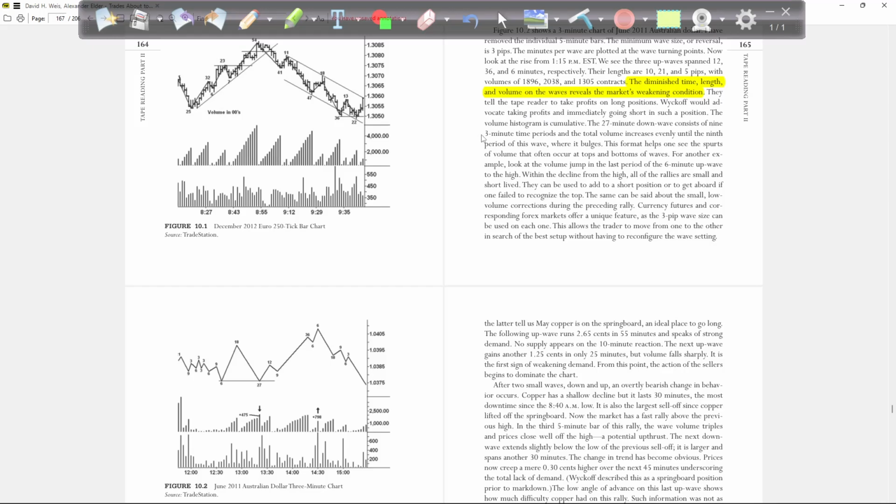The volume histogram is cumulative. The 27-minute down wave consists of 9 3-minute time periods and the total volume increases evenly until the 9th period of this wave where it bulges. This format helps one see the spurts of volume that often occur at tops and bottoms of waves. For another example, look at the volume jump in the last period of the 6-minute up wave to the high.